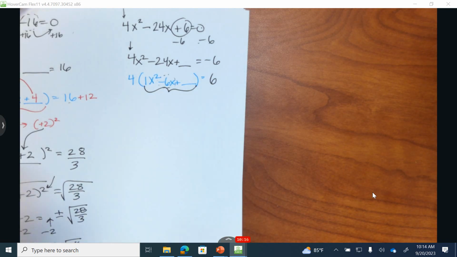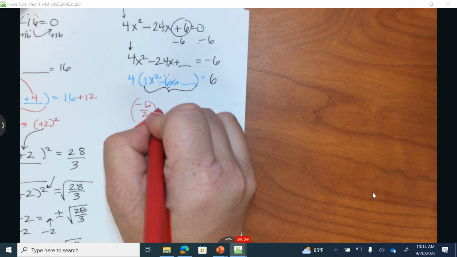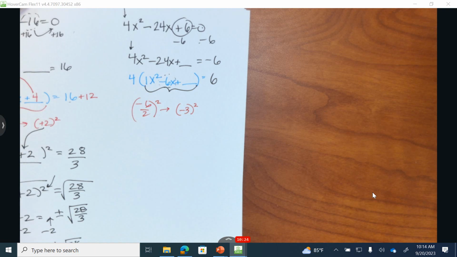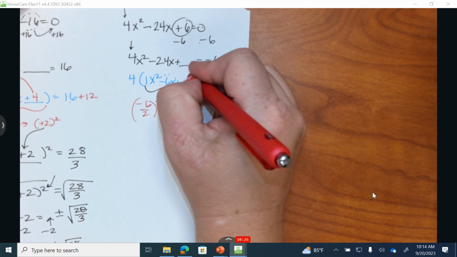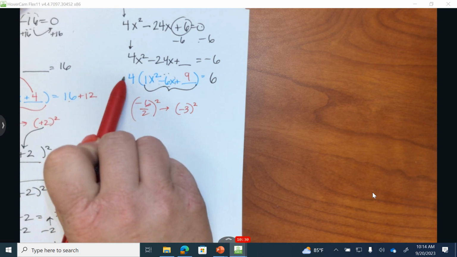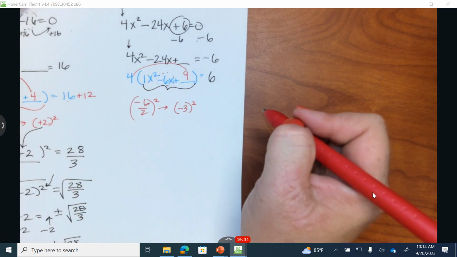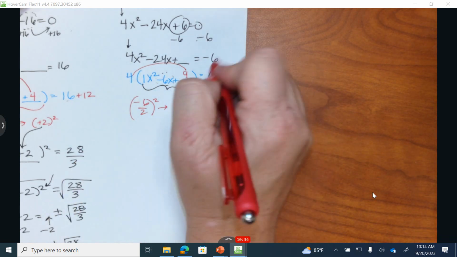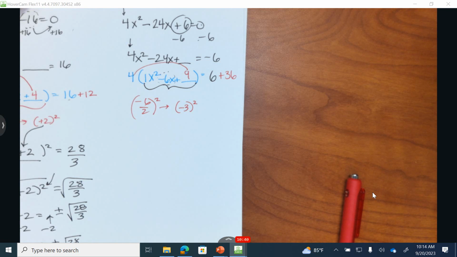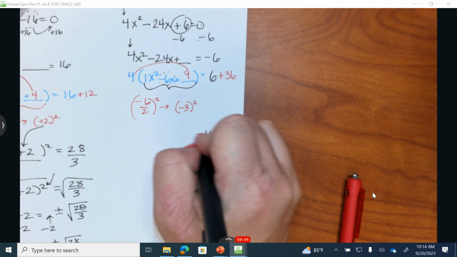This is my b value. So negative 6 divided by 2. Negative 6 divided by 2 is negative 3. And negative 3 squared is 9. So I'm going to put 9 into this open spot. But I did not just add 9 to the left. I actually added a value of positive 36. 4 times 9 is 36. So plus 36 to the right-hand side. 6 plus 36 is 42.